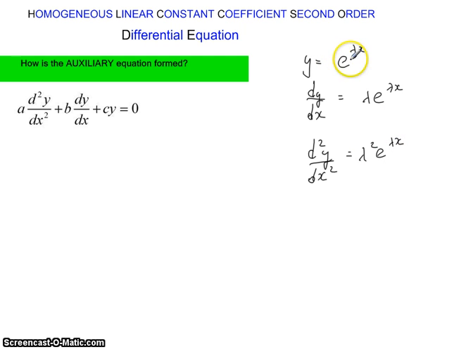What we're going to do is substitute these values back into the differential equation and see whether we can get a solution. So we have a times lambda squared e to the lambda x, plus b times dy by dx, which is lambda e to the lambda x, plus c times y, and we know that y is e to the lambda x.